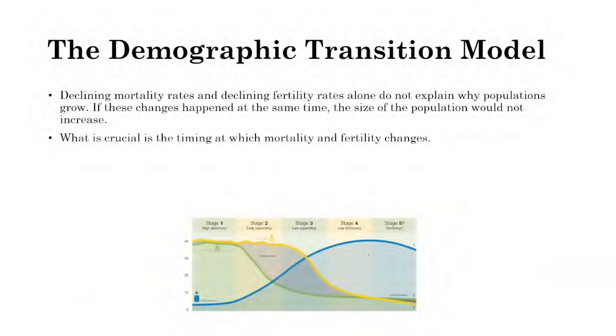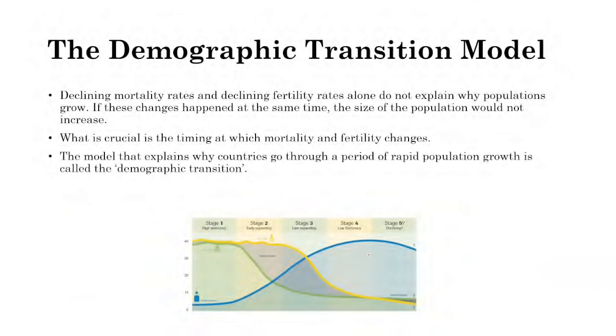Now, what is crucial is the timing for mortality and fertility changes. When do death rates shrink? When do birth rates shrink? And what are the rates that they shrink? The demographic transition model explains when these population death rates decrease, when the birth rates decrease, when they increase, and what the rates are for these changes as well. And each country goes through periods of population growth called demographic transition.